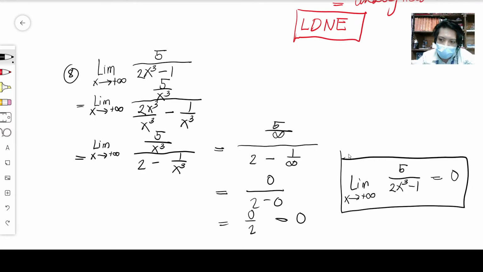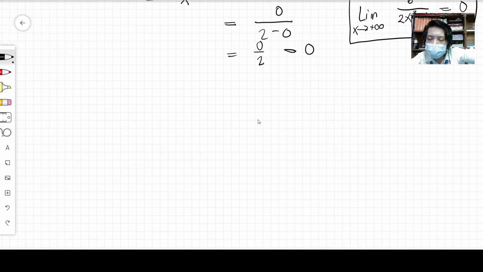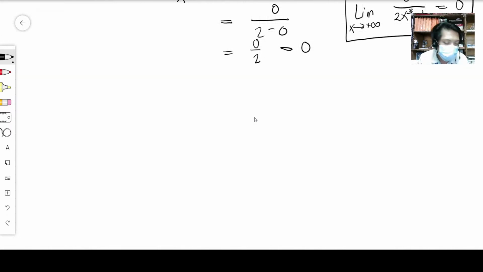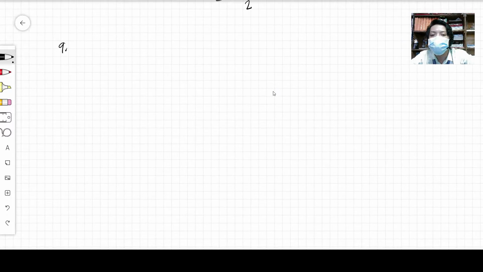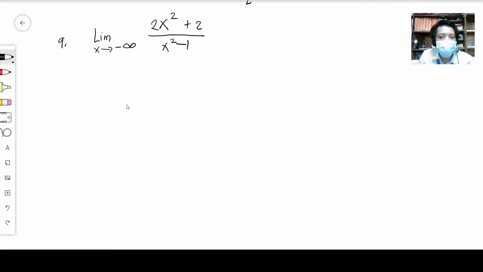Okay, this is the last. The last example, example number 9. So you have here the limit of 2x squared plus 2 over x squared minus 1 as x approaches negative infinity.